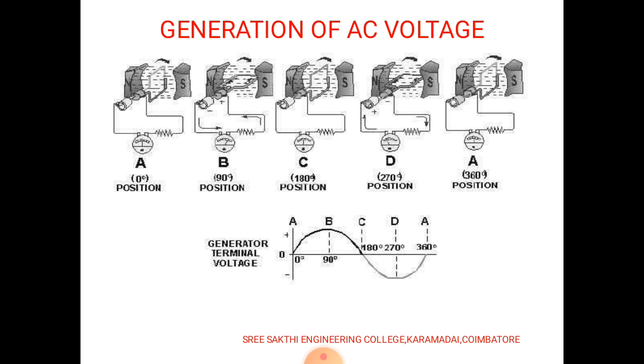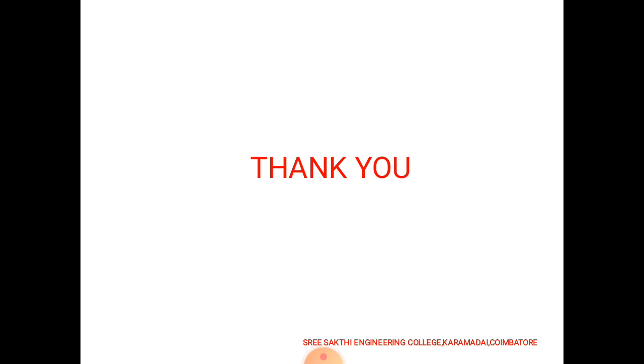And in figure C, the position is 180 degrees. The signal goes to 0. In figure D, the position is 270 degrees. The signal gets inverted. Then at the 360-degree position, the coil comes to the original position, that is A position, so the signal reaches 0. So we are getting a sine wave, which is an output of the DC generator. Thank you.